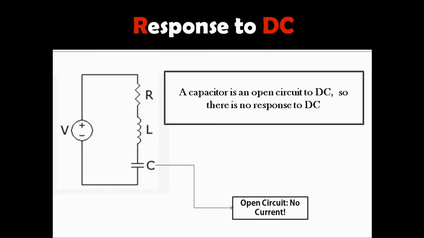Now here we can see there is a series RLC circuit. The question arises: what will be its response to a DC source? It will not show any response to a DC source because the capacitor is an open circuit to DC. Therefore, there will be no current flowing through the circuit.